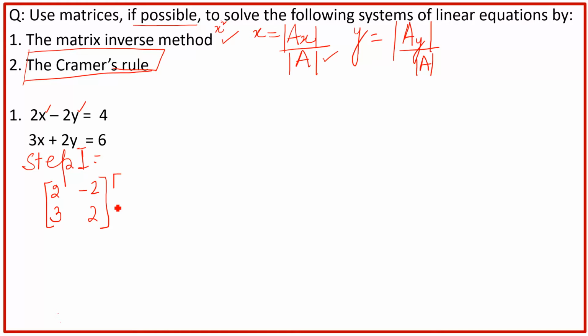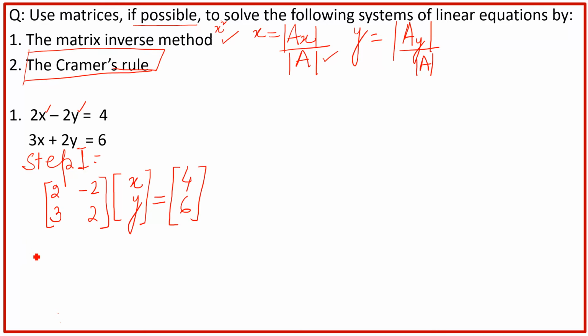Second, we will write down the variables. We have two variables x and y, and if you have a and b, x, z, s, t, whatever, you have to use the same variables. Equal to, you have these two constants 4 and 6, write them down as they are. This is step number 1.